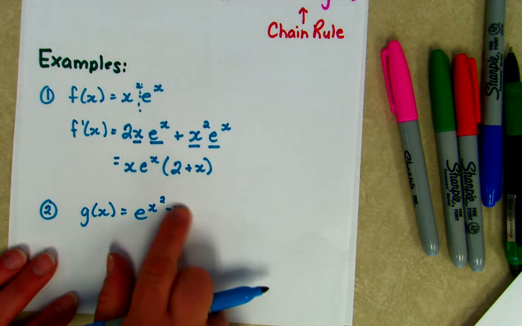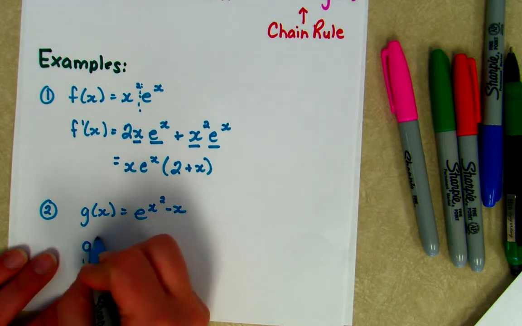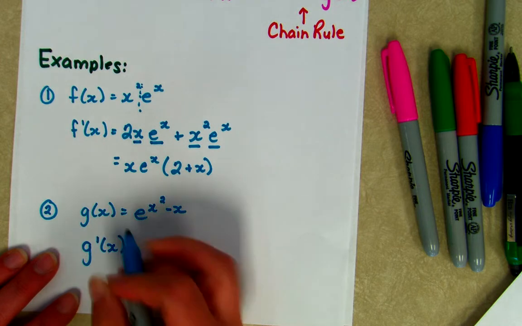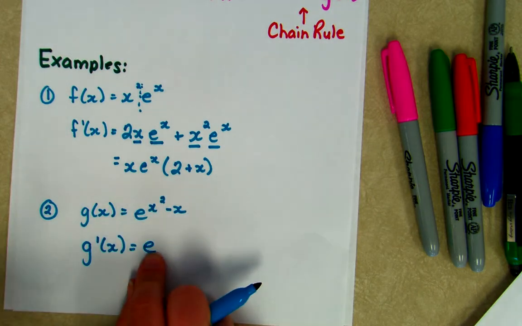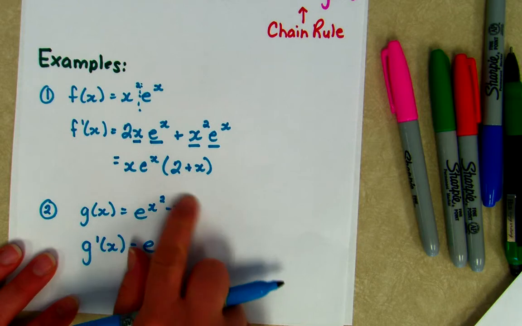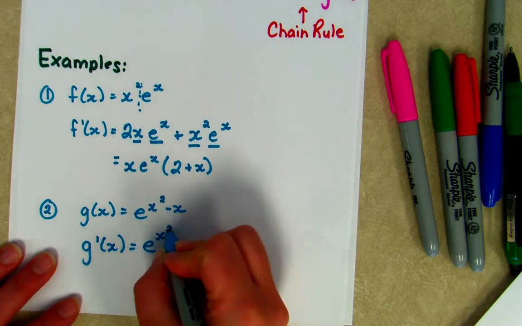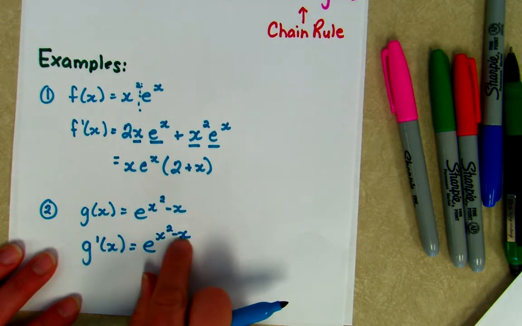X squared minus x is all in the exponent. So g prime at x is e to the... the derivative of e to the anything is e to the same thing. I don't say a lot after the "to the" because it's whatever the exponent is. So the derivative is e to the x squared minus x.